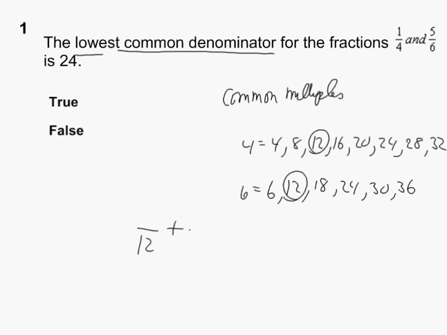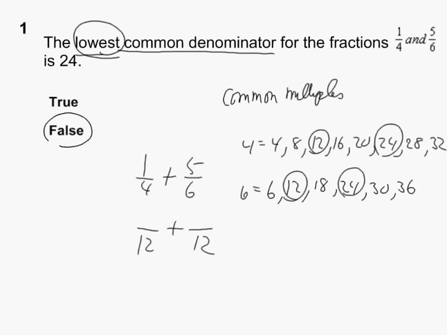If I was to add these 2 fractions together, I could add 1/4 plus 5/6, and I could use 12 as the lowest common denominator. The truth is, 24 is a common denominator, but it's not the lowest. So the answer for this question is false. 12 is the lowest, not 24.